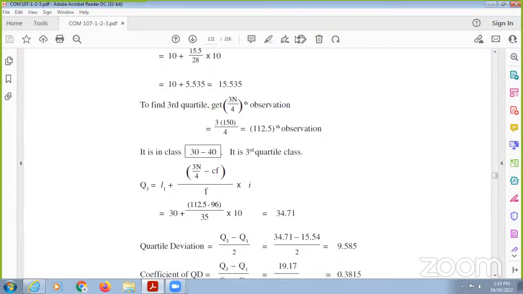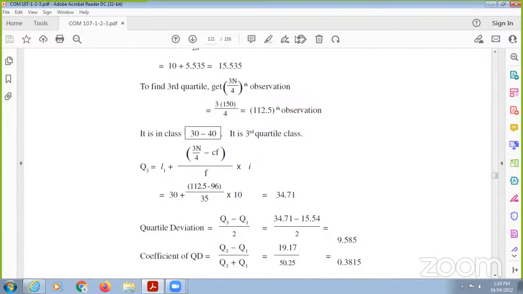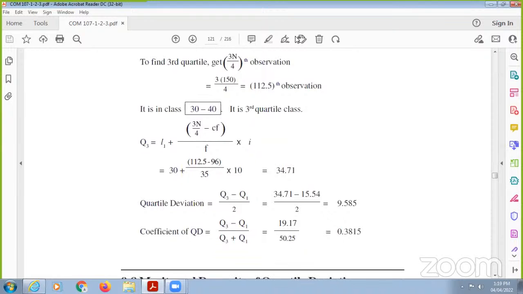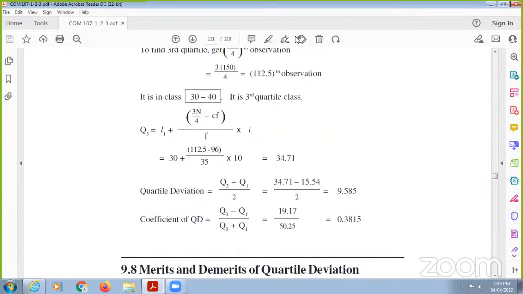The answer will be 9.585. Then the coefficient of quartile deviation, the formula is (Q3 minus Q1) upon (Q3 plus Q1). Here the figures are 19.17 upon 50.25. The answer will be 0.3815. So in this way, these are the quartile 3 and quartile 1 here.